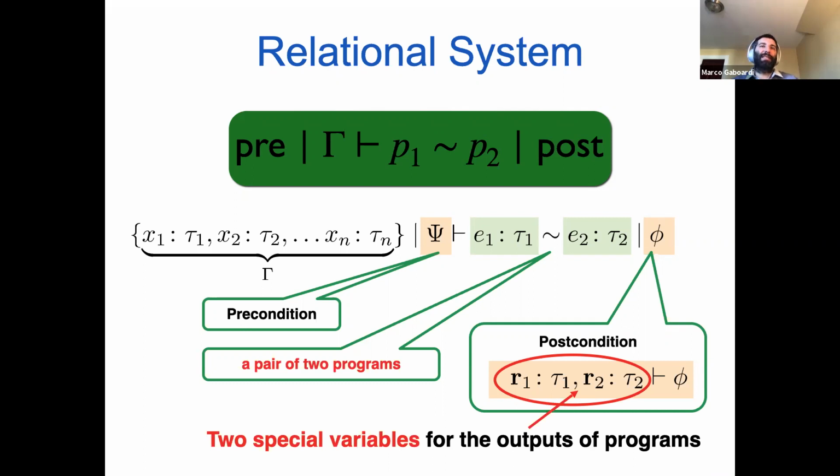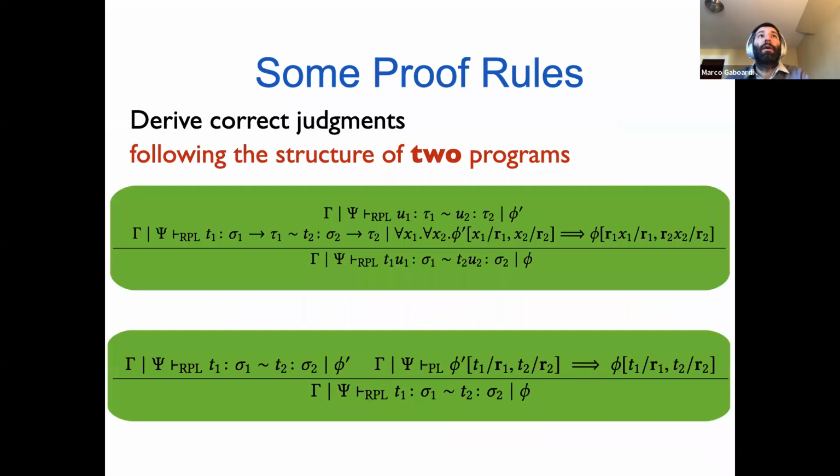So the relational system is very similar to the unary system, except that now we have two programs, E1 and E2, or P1, P2. Precondition and postcondition can now be thought of as a relation. In particular, in the postcondition we will have two special variables for the output of the programs, R1 and R2. Again, we have rules similar to the previous ones. I will not go into detail here. The first rule is application.